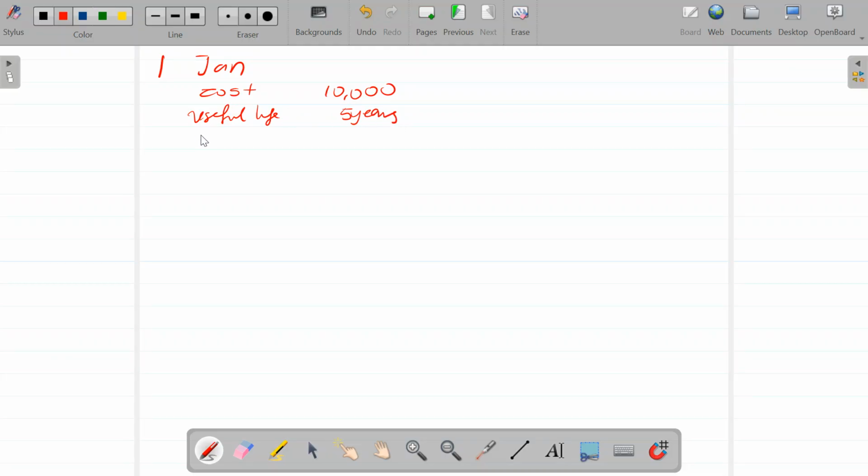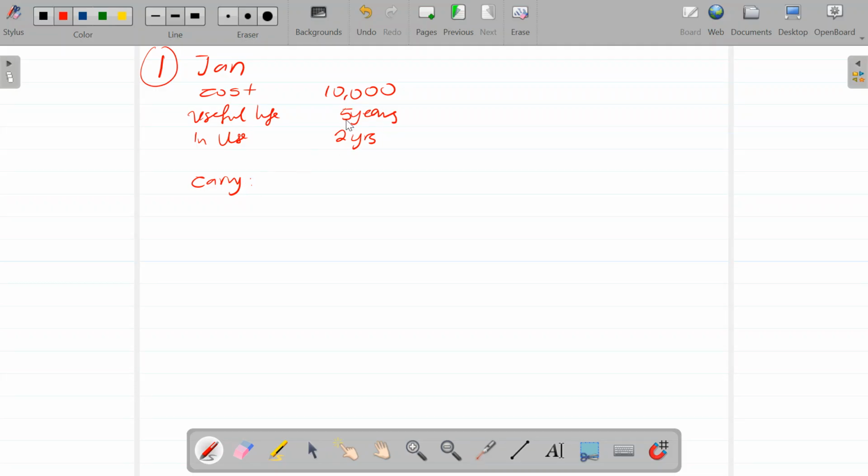Okay, and we have used this asset for 2 years. At the date of the disposal, of reclassification, we have used it for 2 years. So it means the current amount is going to be eight thousand.